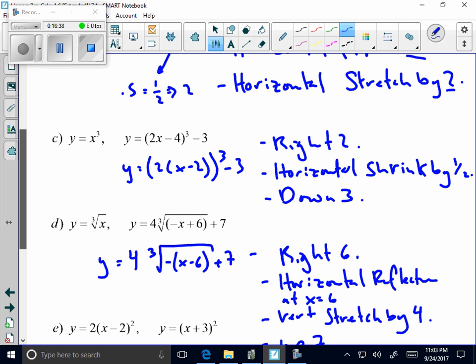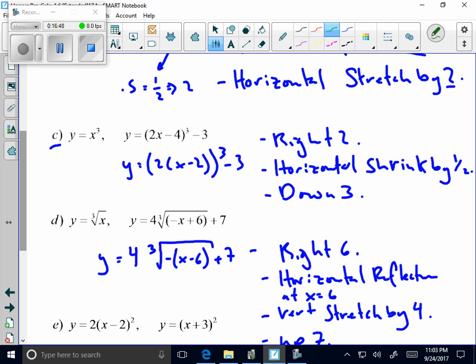Looking at the rest of these guys, we can take a look at C. Here we are going to factor 2 off of the inside of our function and see that our first transformation is going to be 2 to the right, and then we've got a horizontal shrink by the reciprocal of 2, which would be 1/2. And then right here we're moving down 3 for C.